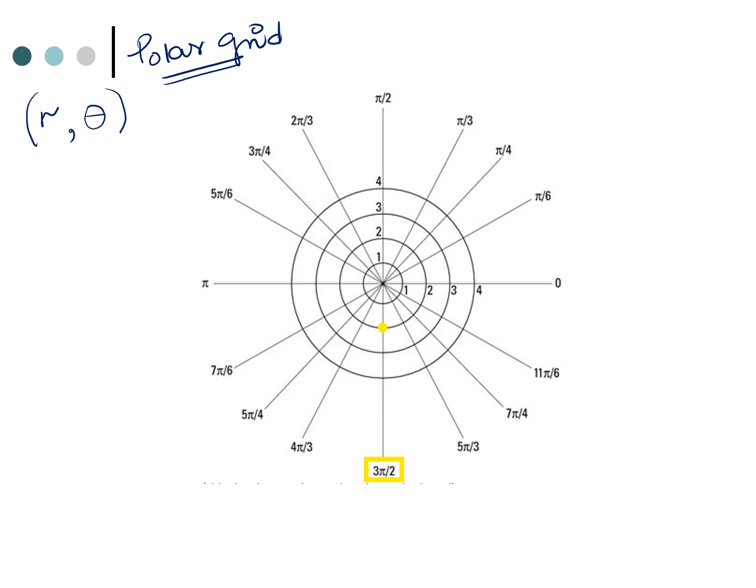But understand that r can be shown on the polar grid by sketching the number of circles. Means if r is 2, then on the polar grid you are going to sketch 2 circles. If r is, for example, 4, then on the polar grid you are going to sketch 4 circles.